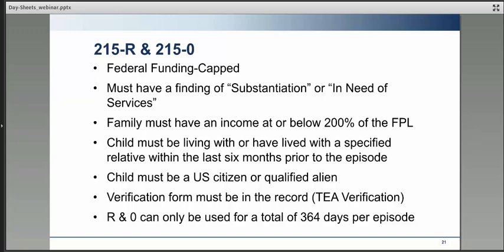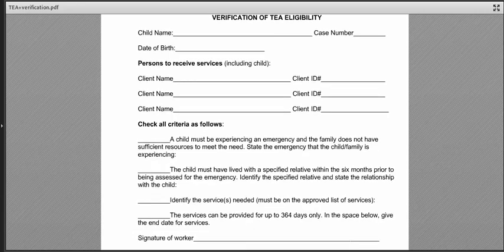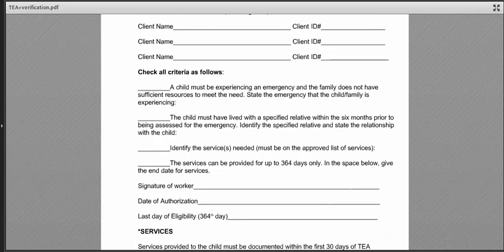Now, the verification, as I mentioned, is critical. So we're going to look here at a moment for the TEA eligibility worksheet. This form, which you'll see here on the slide in front of you, is also fairly simple. It asks for the child's name, the case number, the child's date of birth, the people to include services, including the child, and then the criteria. The criteria are that the child has to be experiencing an emergency. The family doesn't have sufficient resources to meet the need. The emergency that the child and family are experiencing, that would be the circumstances by which that brought them into the CPS assessment and required a substantiation or in need of services.